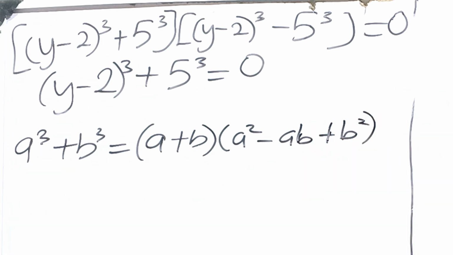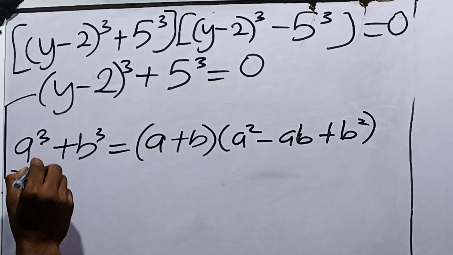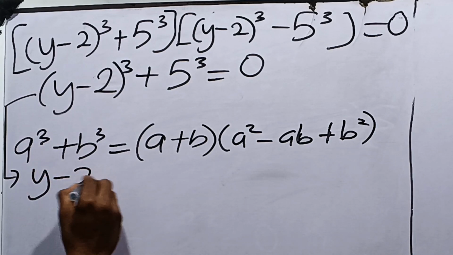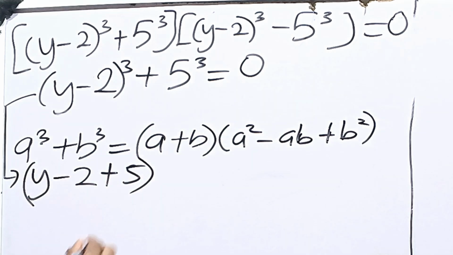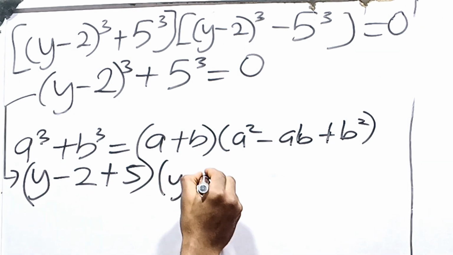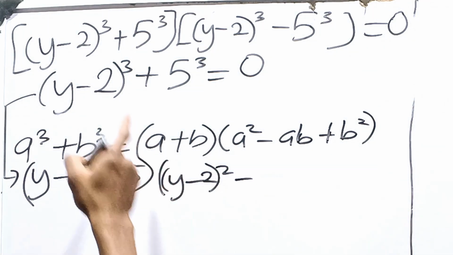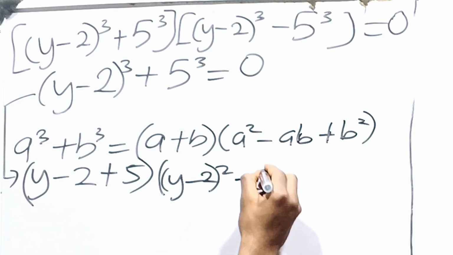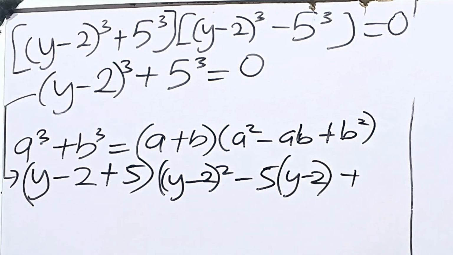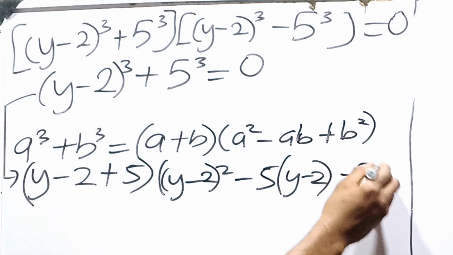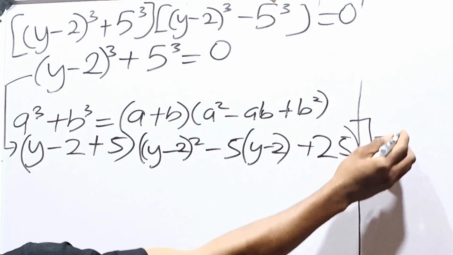Alright? Now, applying this law here, we're going to say that this will now be equal to what? y minus 2 plus 5 multiplied by, okay, y minus 2 squared, alright, minus this times this, so 5 into y minus 2, plus this squared. 5 squared is what? 25. Now all this is equal to 0.